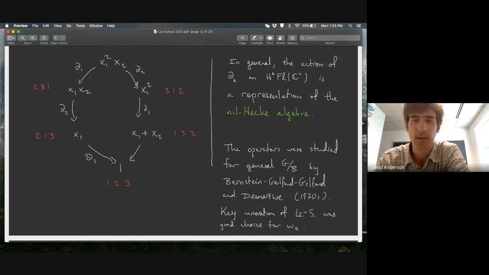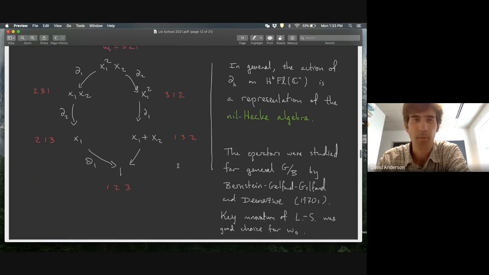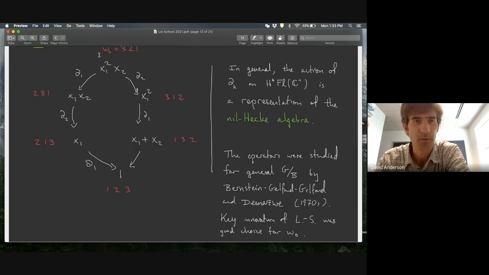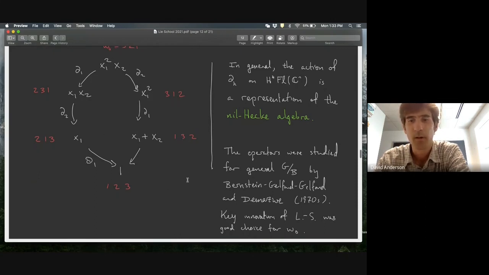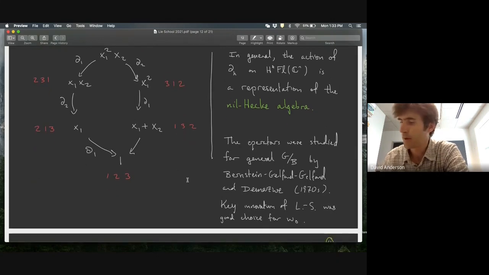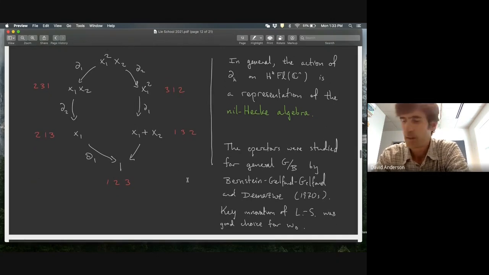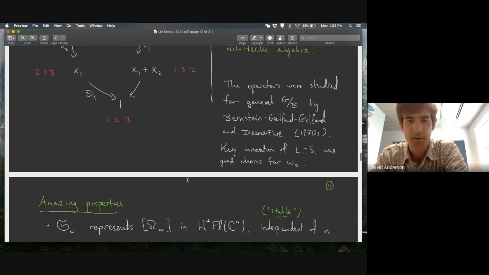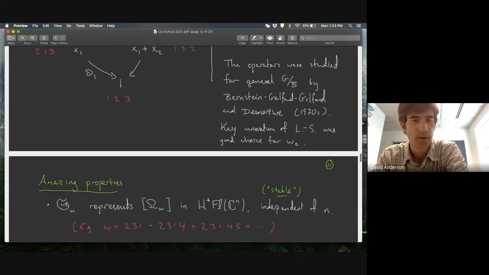And the key thing that Lascoux and Schützenberger noticed, and at the time it may not have seemed like such a big deal, is that the right choice for w naught determines everything else in a nice way. If you choose a different polynomial to start with, of course, you'll get different polynomials down here. And it turns out that these have really amazing properties. So here are some of them. The first one is that this polynomial represents the Schubert class, as it's supposed to do, in the cohomology of the flag variety, but independently of n. And that's the key property here.